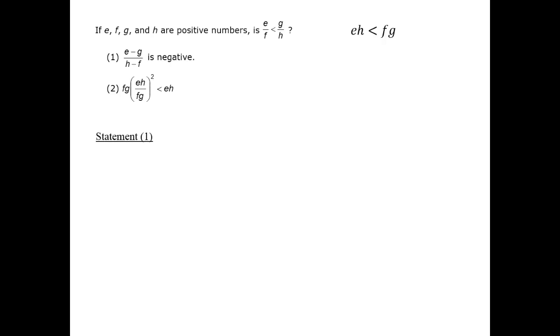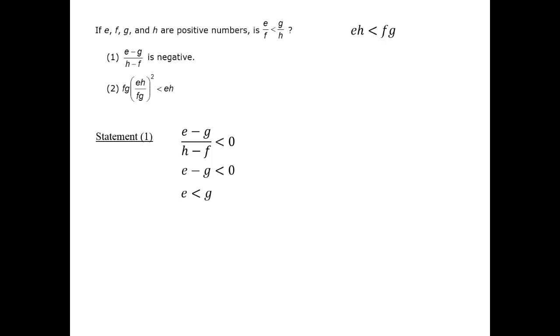Statement 1, in algebraic terms, tells us this fraction is less than 0. We can multiply both sides of the inequality by h minus f, and that gives us e minus g is less than 0, or e is less than g. This bears similarity to what we are trying to determine. However, we don't know enough about h and f.